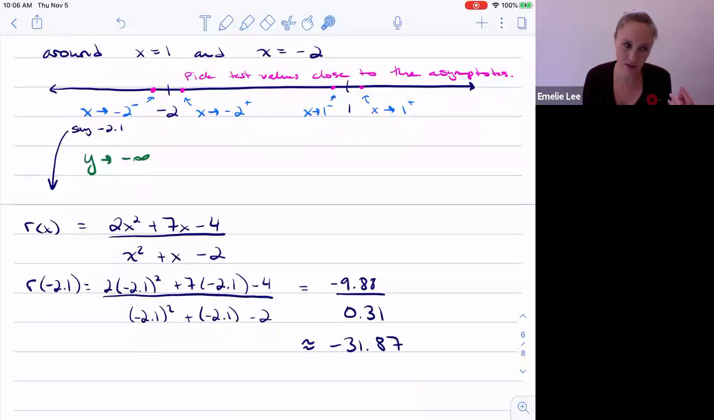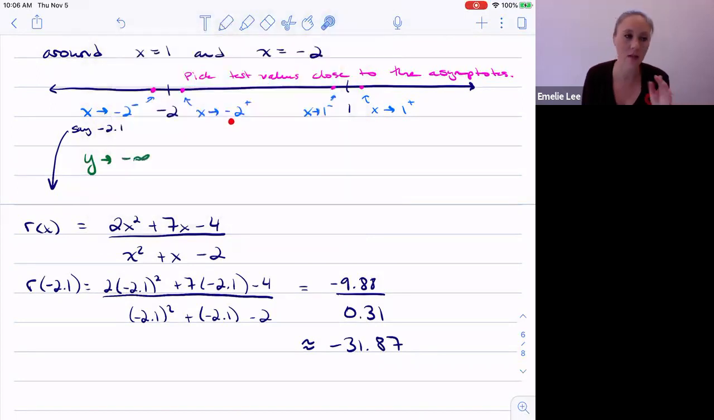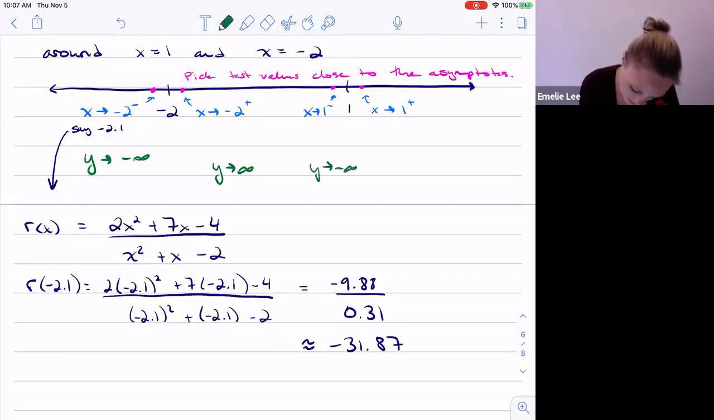I'm not going to waste your time plugging in values, but you can try values as they approach -2 from the right, like -1.9, -1.99, -1.999, -1.99999. You can plug in any one of those numbers and you would find that it goes to positive infinity. Same thing as x goes to 1 from the left: 0.9, 0.99, 0.999. Try any one of those values and you would find that y is approaching negative infinity, and then finally y is approaching infinity.